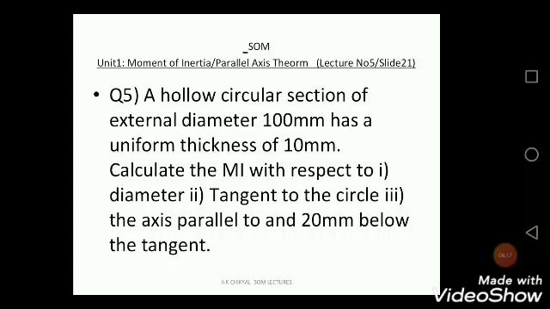A1, what will be A1? Pi by 4 d square, or you can write it pi by 4 d1 square. D1 is 100 mm. A2 is pi by 4 d2 square. D2 here is 80. So you have A1 and A2.